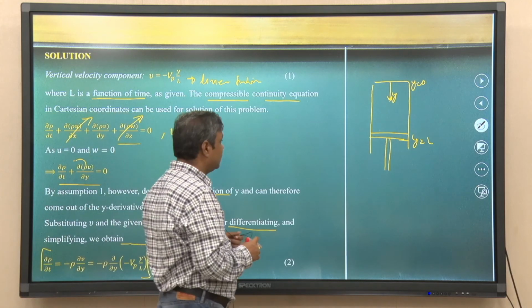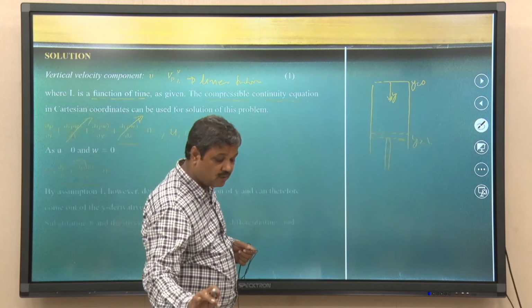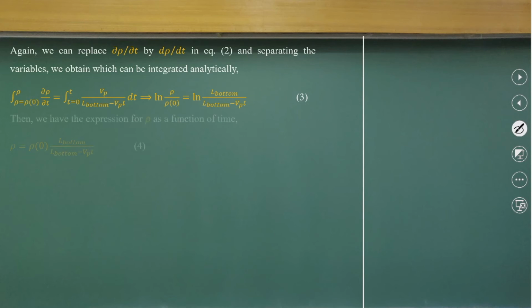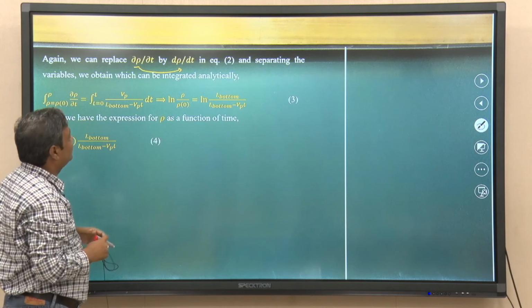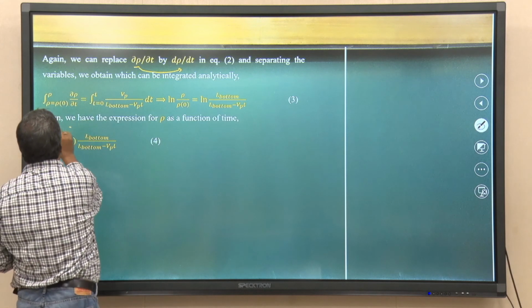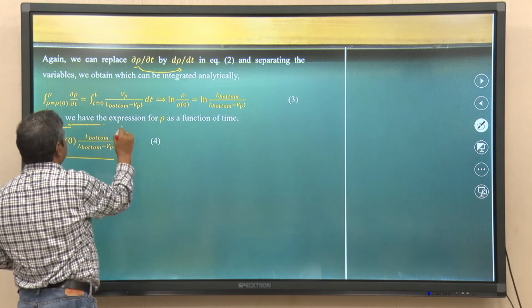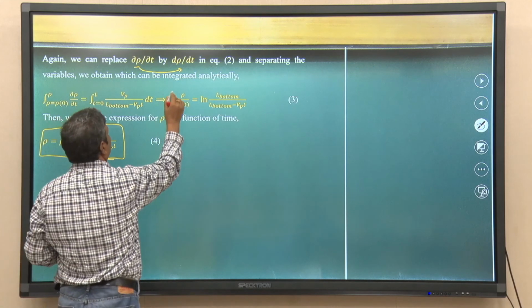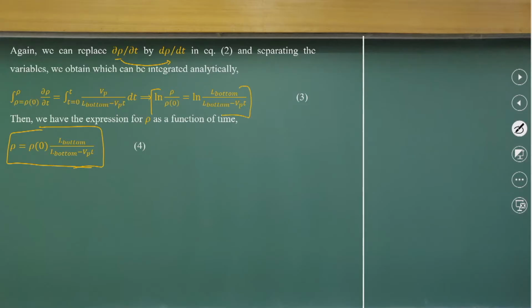Now, if you look at the next slide, if I consider this, because rho is only a function of time, we can convert from partial derivatives to total derivatives, and I can integrate this part. Finally, I get the relationship of these components. The log components are there.